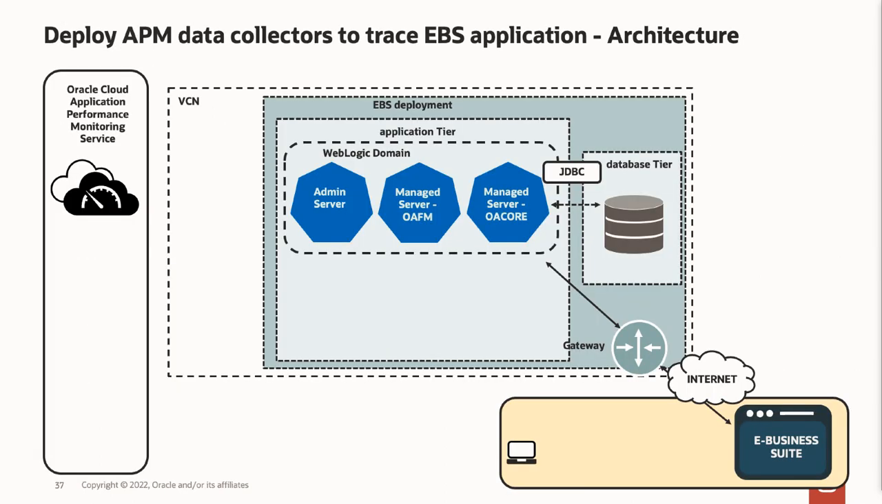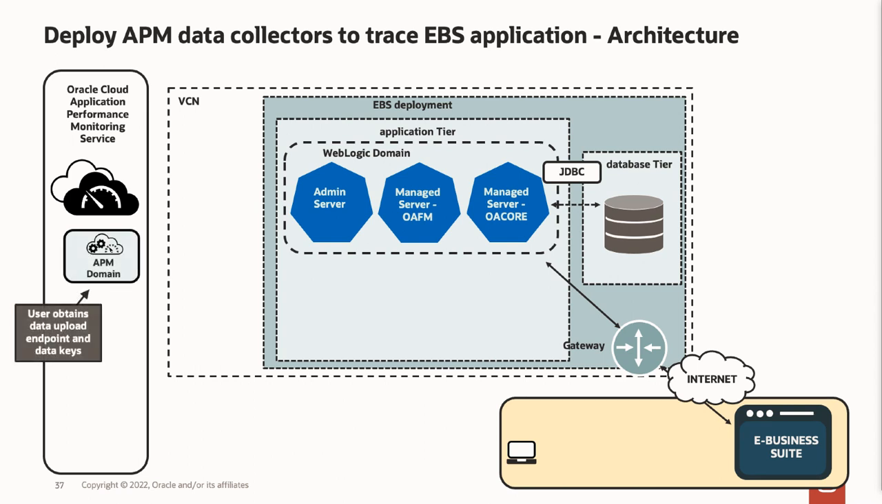This diagram shows a simplified setup of an EBS application that is running in the Oracle Cloud. In the core of the application tier, there are WebLogic servers that host the EBS application. The application connects to the Oracle database with JDBC, and users of the application use the JSP Web User Interface to log on to the EBS Web Console and connect to the server in Oracle Cloud through a gateway. So this is the EBS application setup you want to monitor using APM.